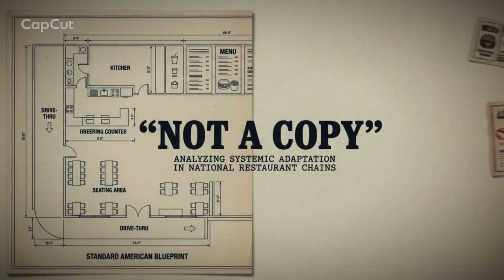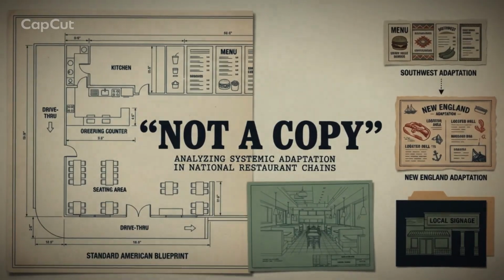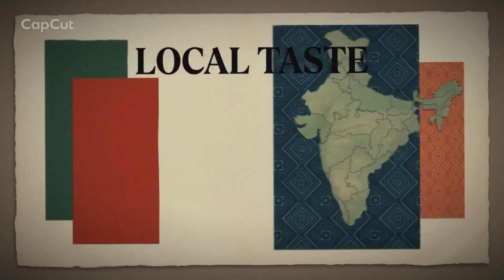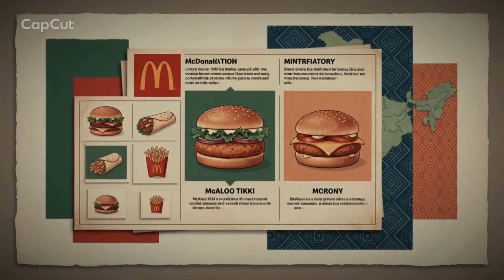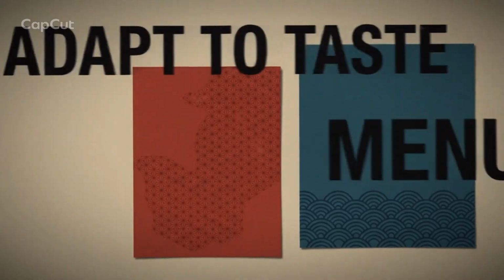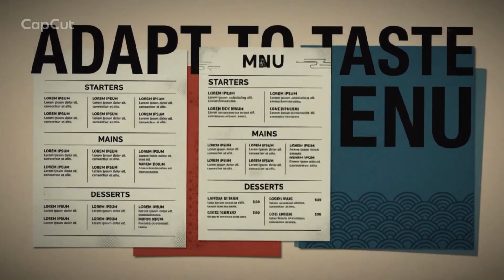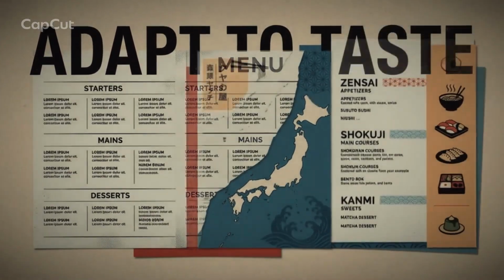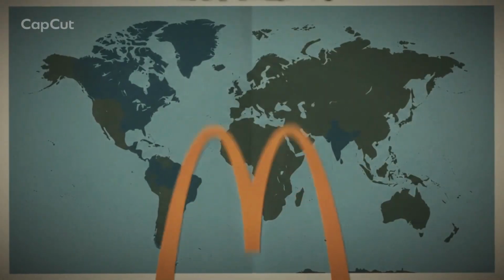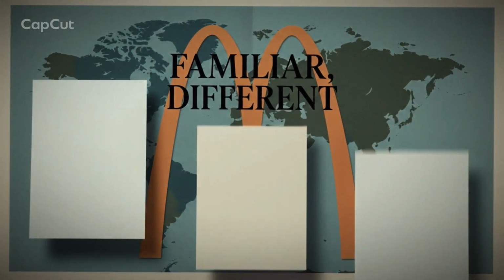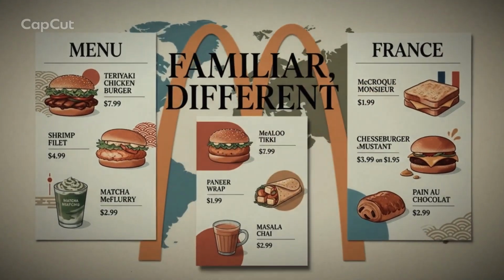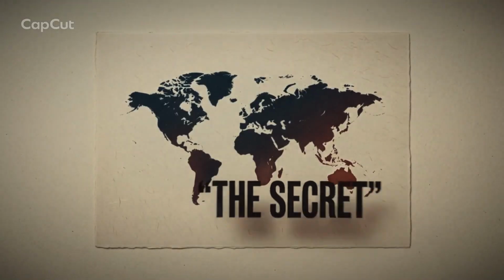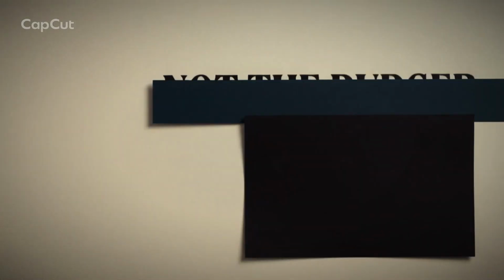But McDonald's didn't simply copy America everywhere. In India, where beef is avoided by many customers, the menu was adapted around items such as the Maharaja Mac. In Japan, McDonald's developed products designed for local tastes. Around the world, the company learned that global expansion worked best when the brand stayed familiar, but the food didn't have to be identical. And that's the real secret.